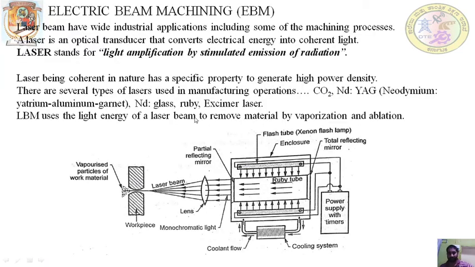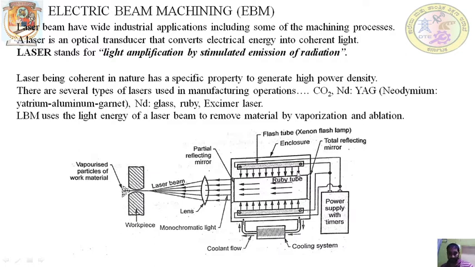I'll explain here. It consists of a flash tube, a xenon flash lamp, a ruby crystal, a lens here, the workpiece, and the power supply. When you give power supply to the xenon flash lamp, it produces monochromatic light with a high density. When you supply the electric current to this flash tube, it produces highly intense monochromatic light, which is focused towards the ruby crystal.